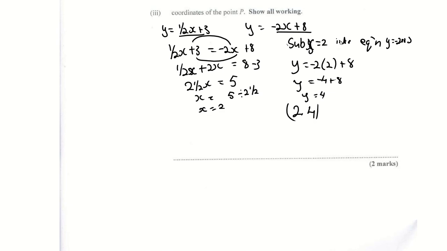Then you substitute x is equal to 2 into whichever one. If you substitute it into y is equal to half x plus 3 or y is equal to minus 2x plus 8, you will get y is equal to 4. So x is 2 and y is 4, and that is how you would get this. Everybody good?